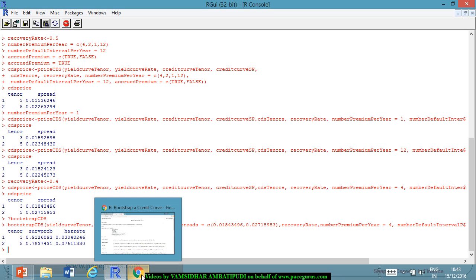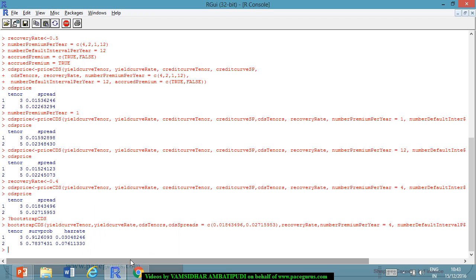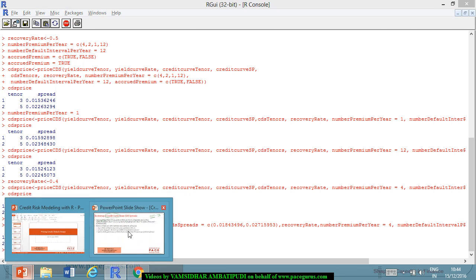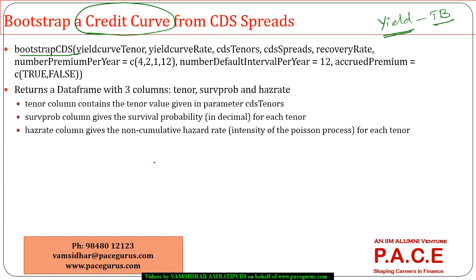So even the pricing of the credit securities can be done based on this hazard rate, and this hazard rate is again used for computing the spread, which we have seen in our earlier videos, based on hazard rate how we are computing the credit spread as well. Now, so we got this.